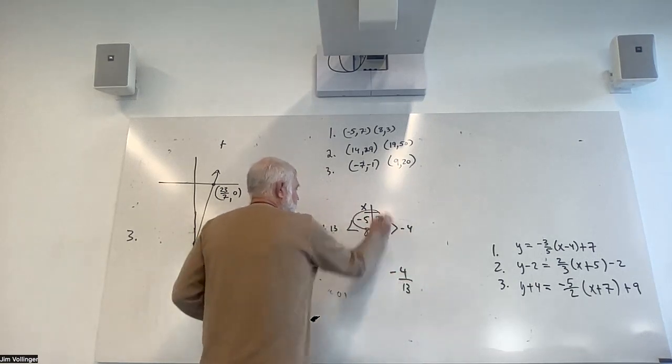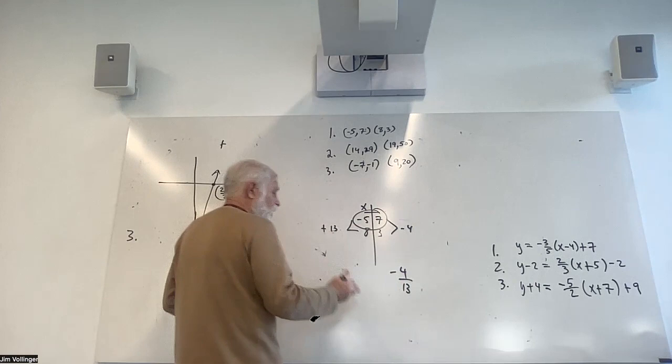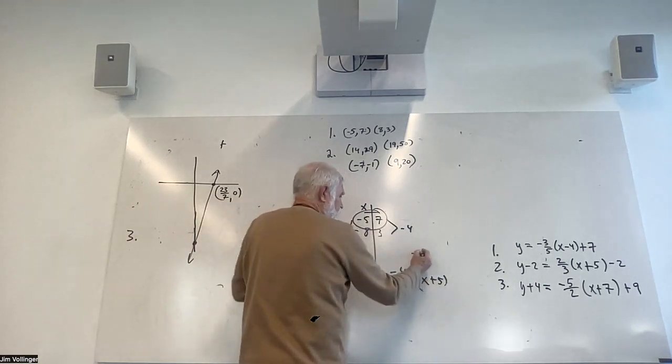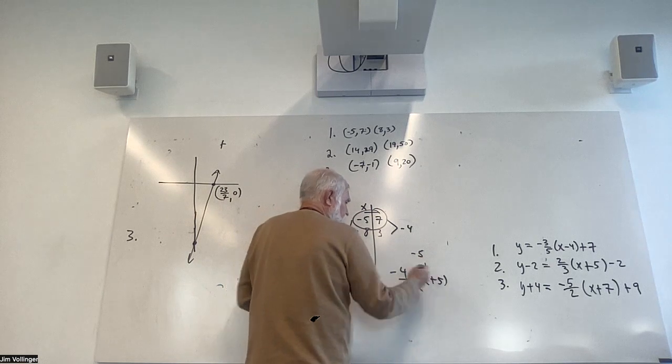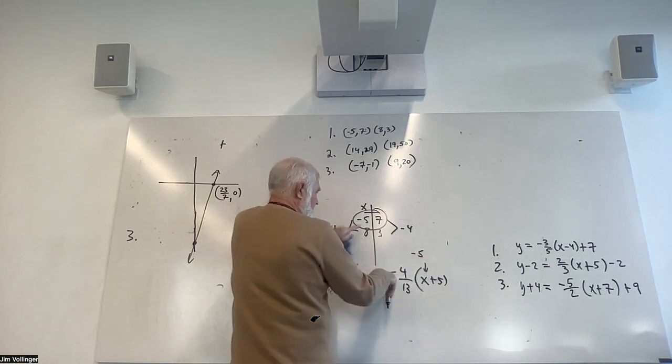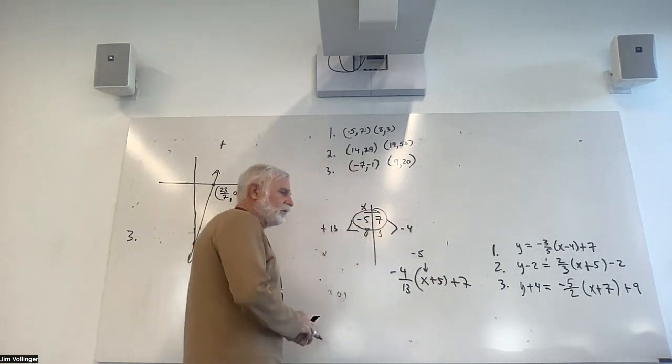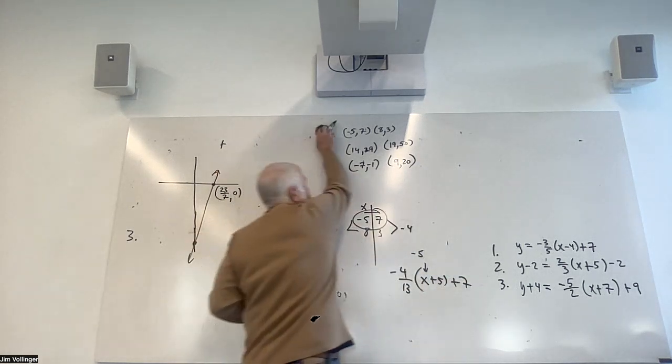And I want to use negative 5, 7 as my building block. And so for negative 5, I'll say x plus 5. So when I drop negative 5 in, I get 0. 0 times anything is 0, but I want 7. There's the calculation you're looking for. Okay, so that takes care of this one.